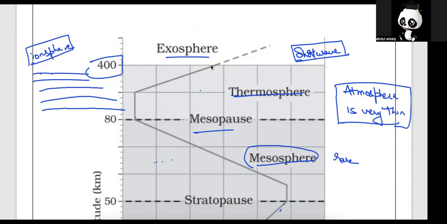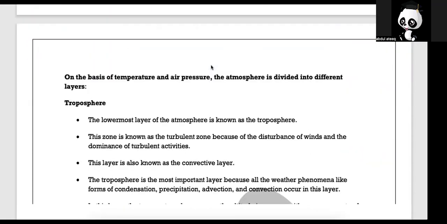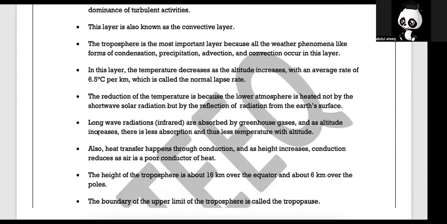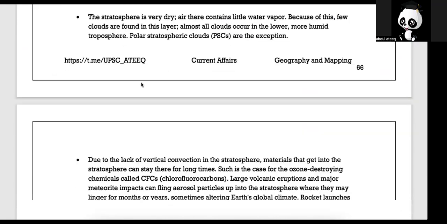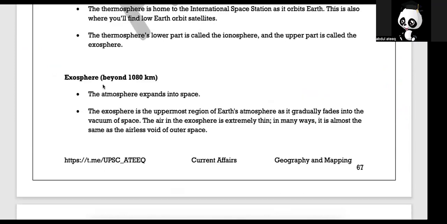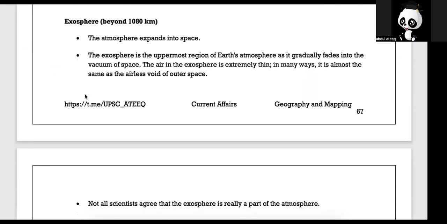So these are certain important points that need to be discussed, like within the troposphere, within the stratosphere, what are the various things that are going to be covered. Okay, so these things we will discuss in the subsequent lectures.